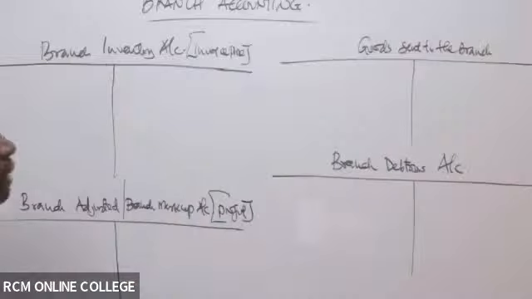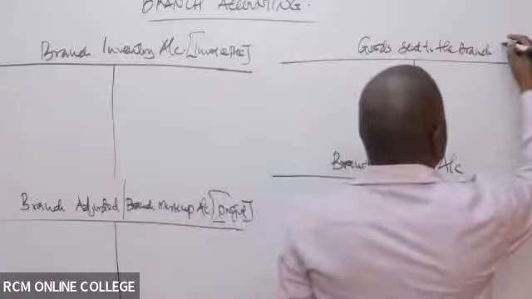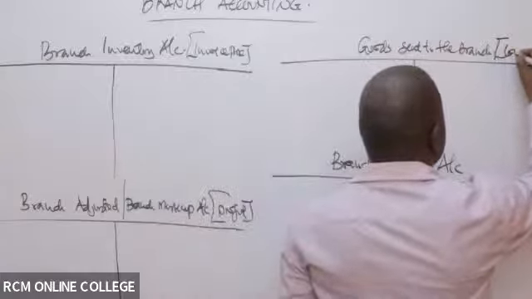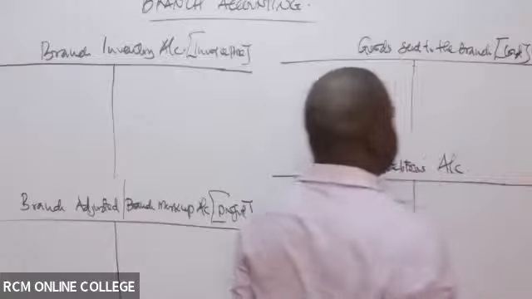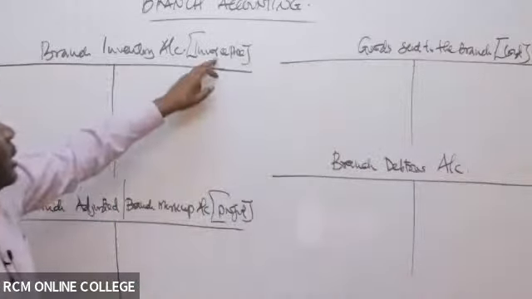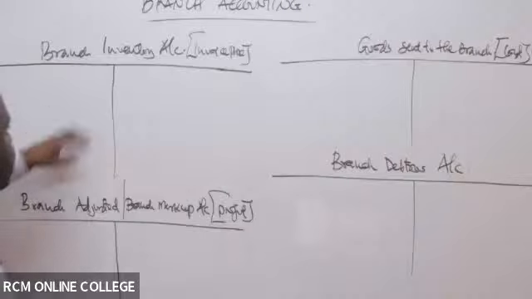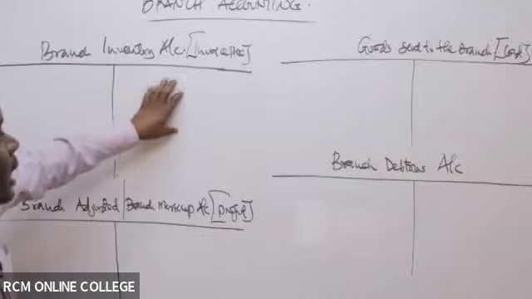Then these goods that are having to be sent to the branch, in this case, they have to be at cost. Remember, when you add the cost plus the profit, you eventually come up with the invoice price. So just take note that in this case, this branch inventory account is prepared at the invoice price.